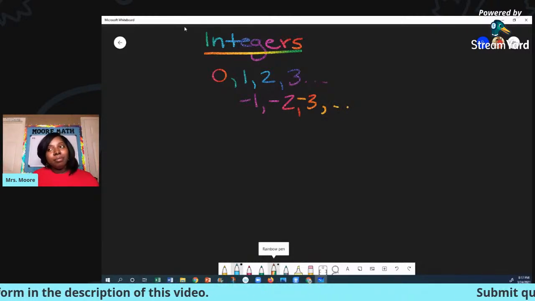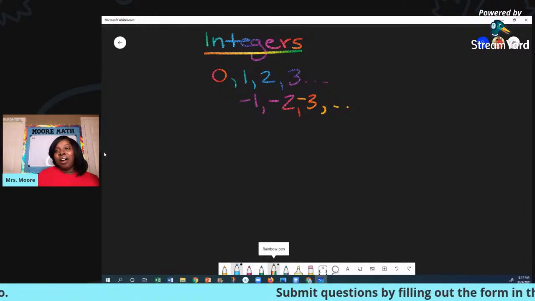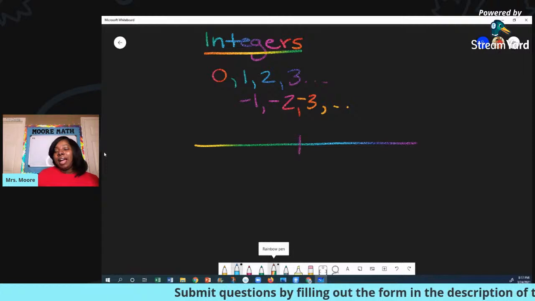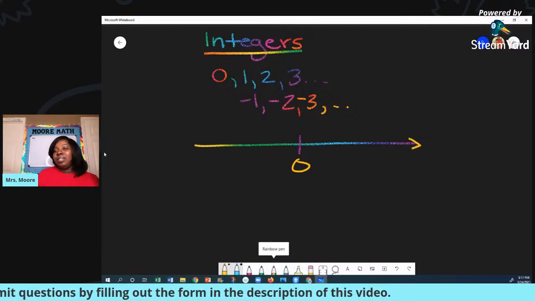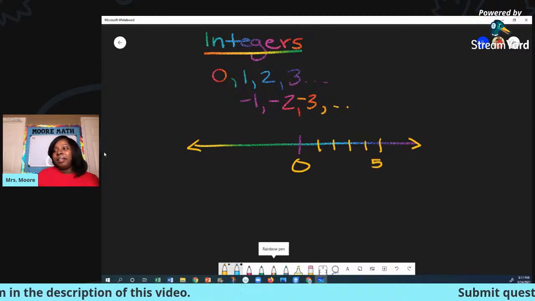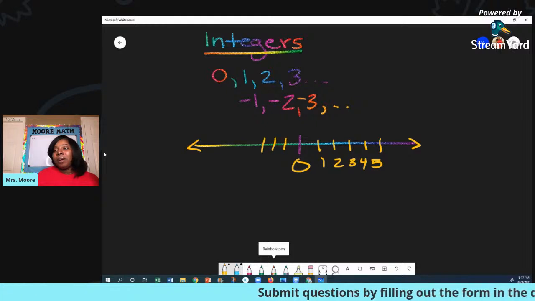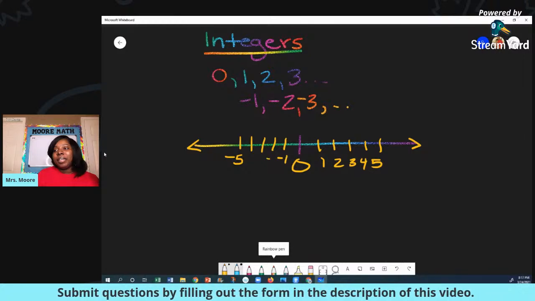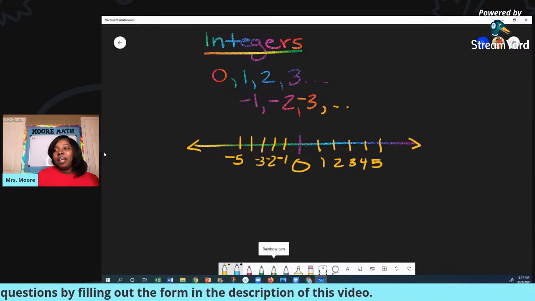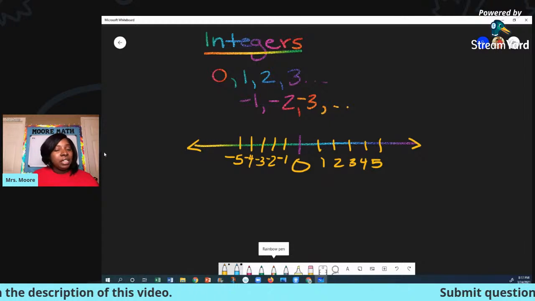Now, when you look at it by itself, you're like, I got this. I know what integers are. I put a 0 on the number line. To the right of 0, we have 1, 2, 3, 4, 5. To the left of 0, we have negative 1, 2, 3, 4, 5. Everything is negative over here. So when we look at the number line, it's pretty simple.